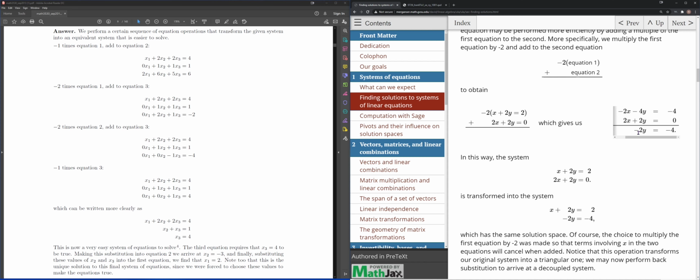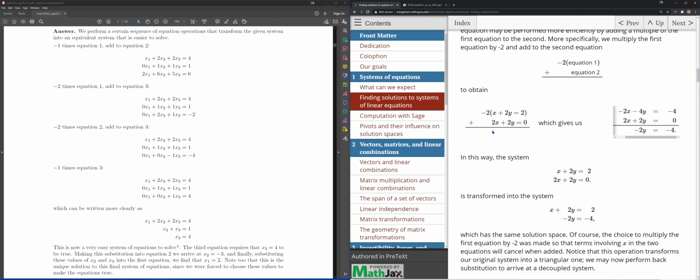So you add this equation to this equation, and adding the equations means that you add all terms: the corresponding x terms, the corresponding y terms, and the corresponding constant terms. Okay, so I had x plus 2y is equal to 2. How do I know to multiply this equation by minus 2?